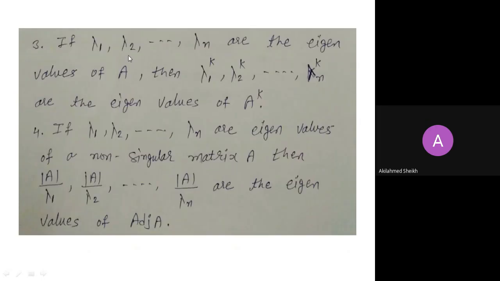If lambda 1, lambda 2 up to lambda n are the eigenvalues of A, then lambda 1 raised to the power k, lambda 2 raised to the power k up to lambda n raised to the power k are the eigenvalues of A raised to the power k. For example, suppose lambda 1 and lambda 2 are the eigenvalues of A. Then we have to find the eigenvalues of A raised to the power 4. So by using this property number 3, we get lambda 1 raised to the power 4, lambda 2 raised to the power 4 will be the eigenvalues of A raised to the power 4.